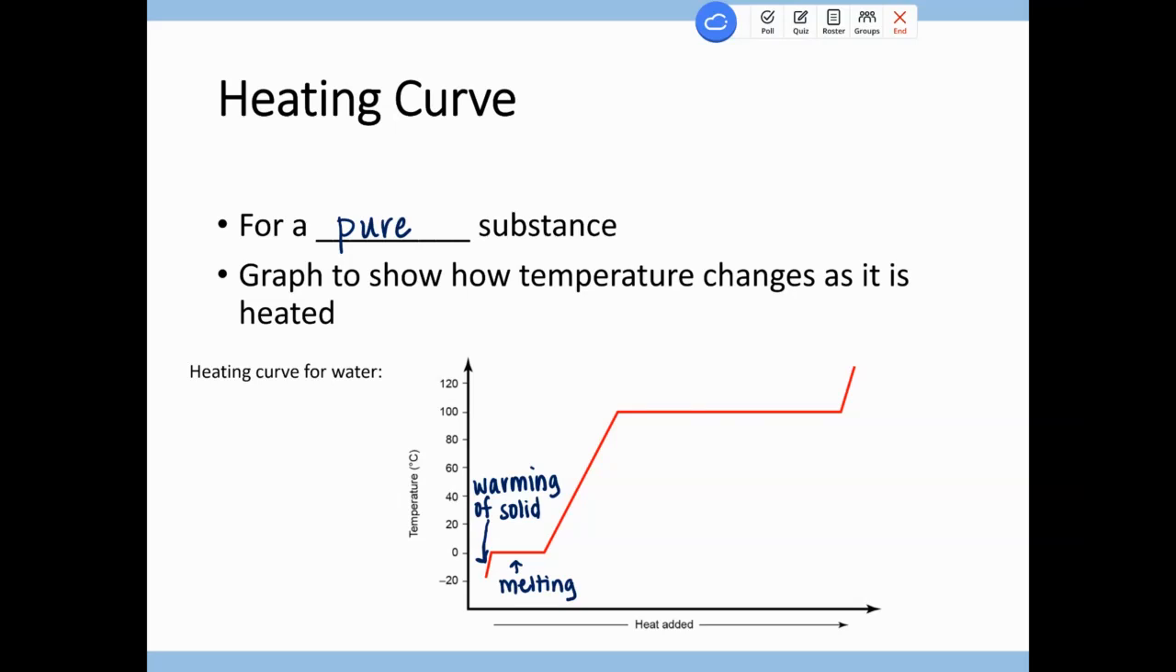Then once everything is a liquid, that whole sample is a liquid, the next positive slope is warming of the liquid. So energy that is added is used to warm the liquid until it reaches its boiling point, and then we have boiling occur, or vaporization. Then once the entire sample is vaporized, the additional heat that's added goes towards warming the vapor.